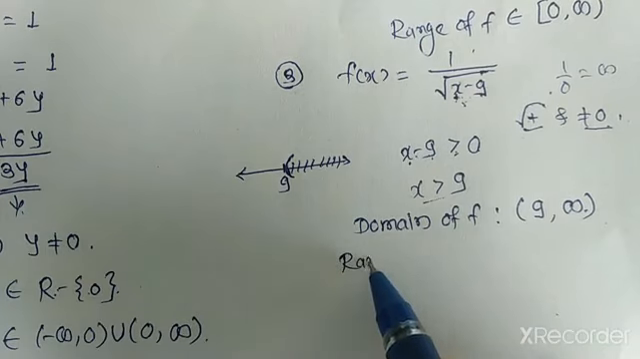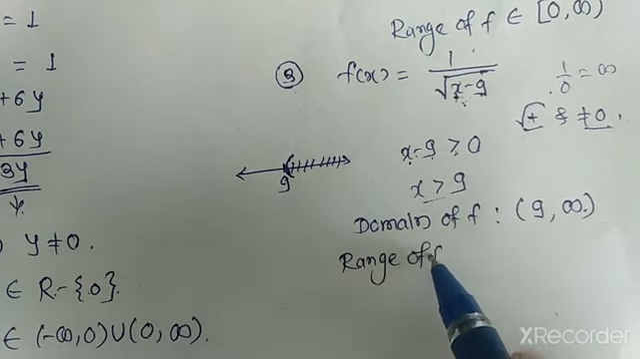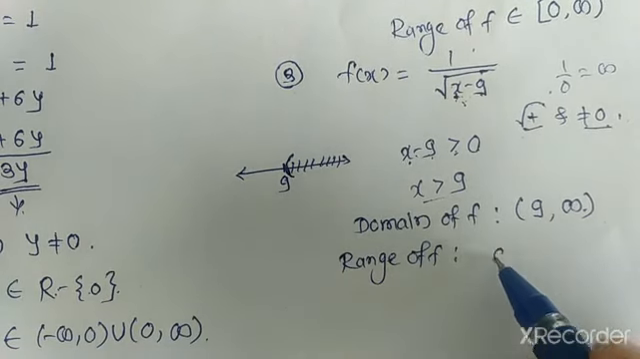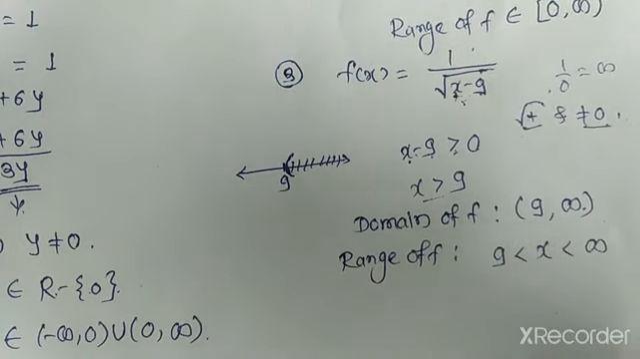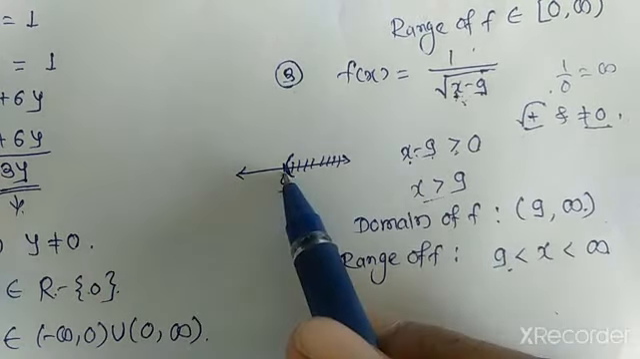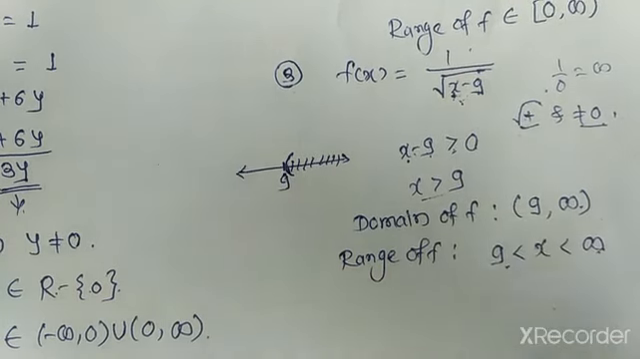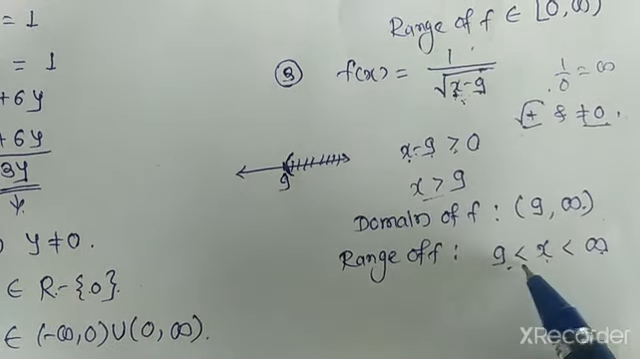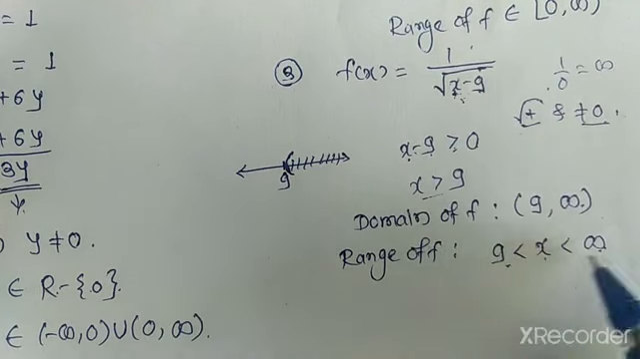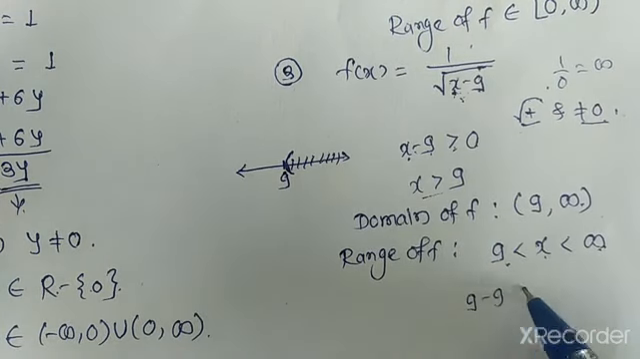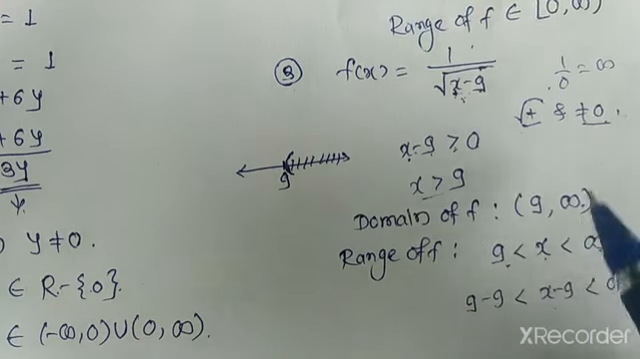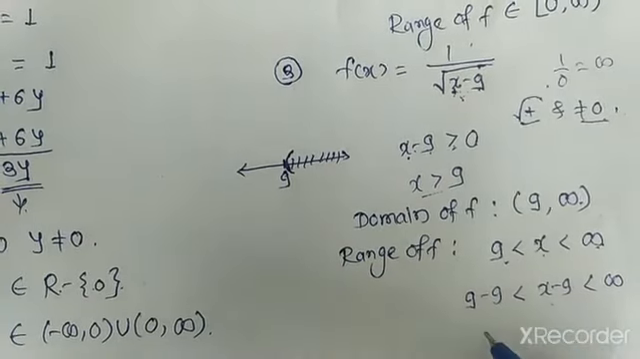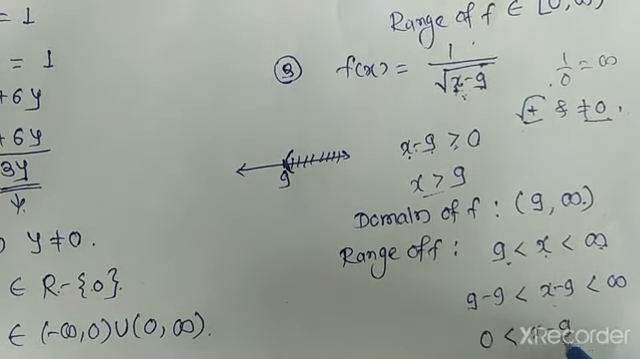Now to find the range, we can solve it as in the above example. Range of f. Here our condition is 9 less than x less than infinity. The value of x will be between 9 and infinity. Now we have to find the function, so we subtract 9 throughout this inequality. We get 9 minus 9 less than x minus 9 less than infinity, so that we get the square root term. So 9 minus 9 is 0, less than x minus 9 less than infinity.